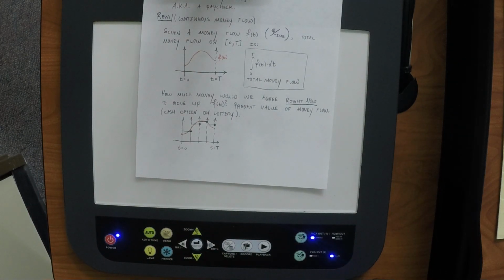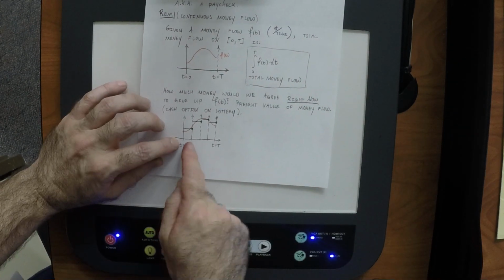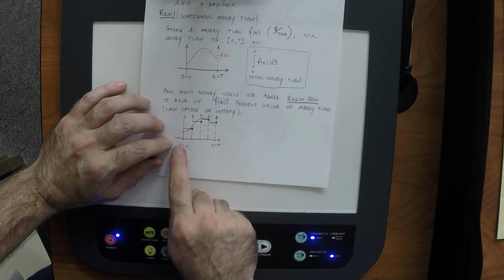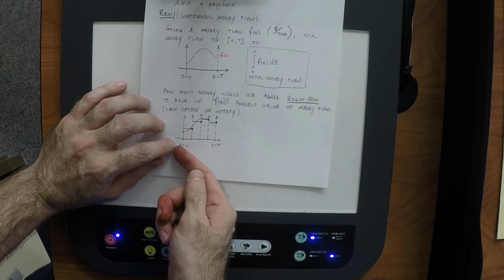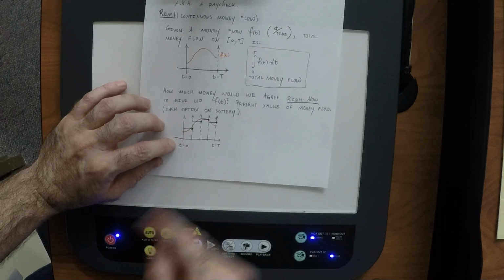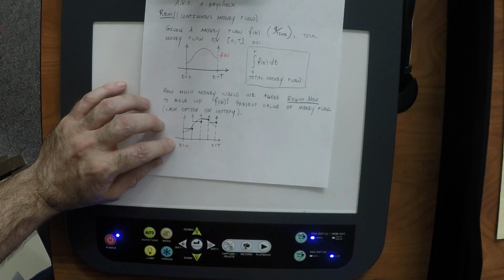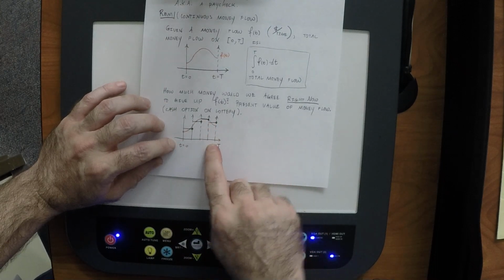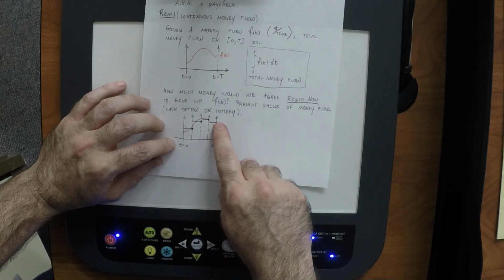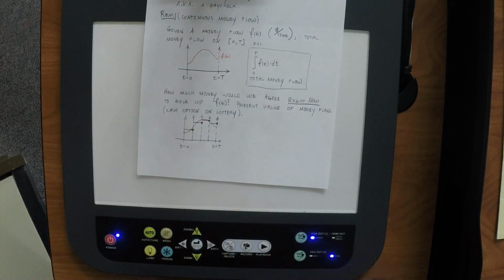So that means that this is some future value at that time, and we want to pull it back to the present. Then this is a future value, and we pull it back to the present. And that's a future value, and we pull it back to the present. So we pull back 4 future values to the present, and we say, well, that's an estimate for the present value of this money flow by breaking the money flow into 4 pieces.